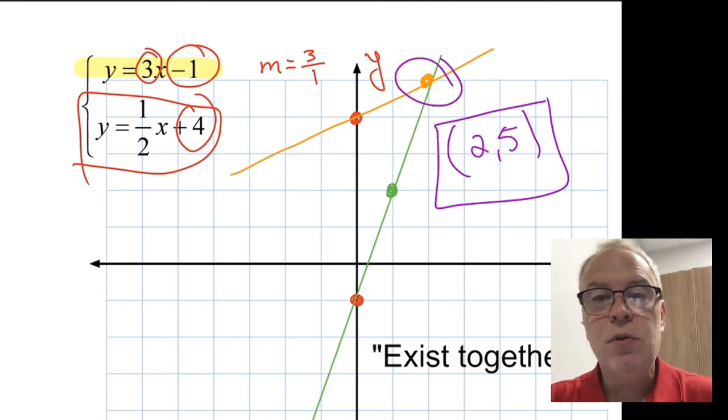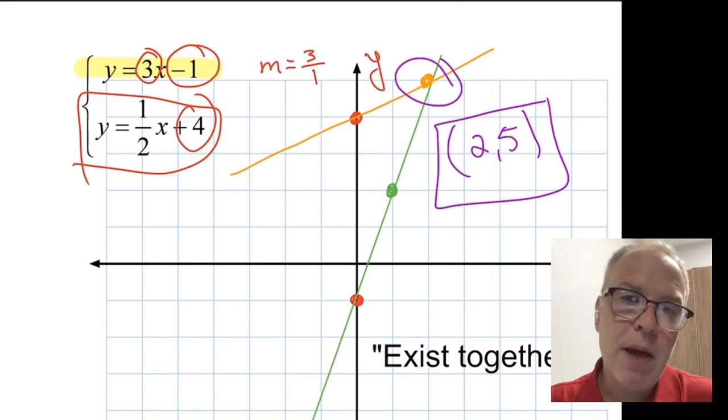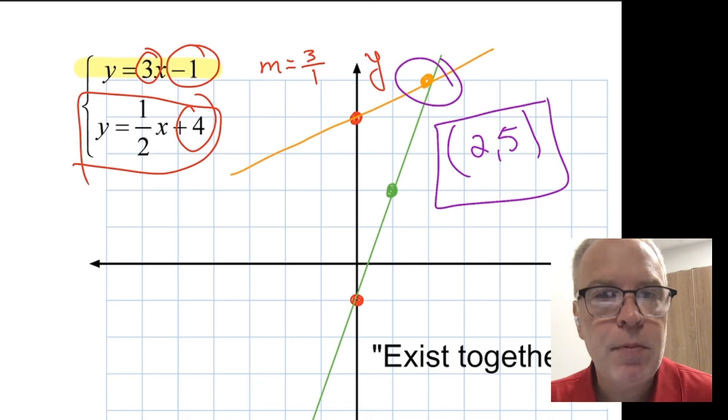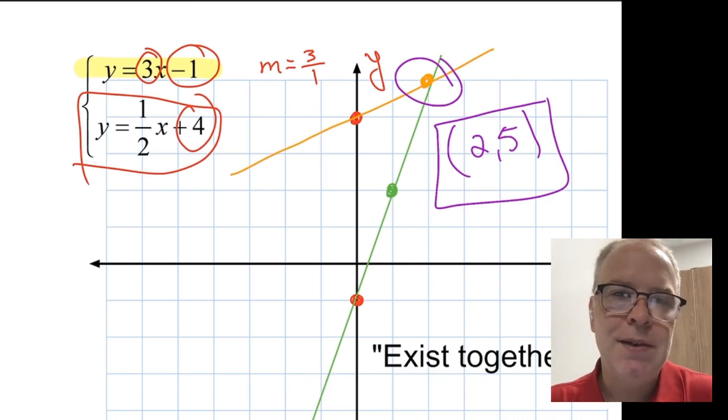So we have now gone over how to solve systems by graphing. And you probably did this in Algebra 1. You may not remember, but you did do this during a chapter on systems. So hopefully this felt like a little bit of review and you feel solid in section 2.1.